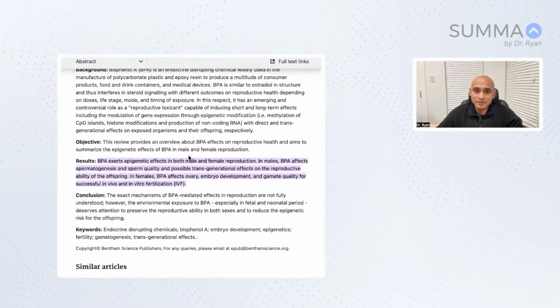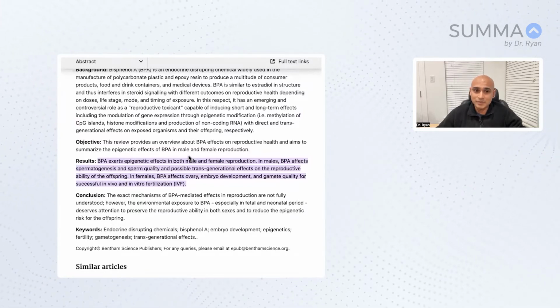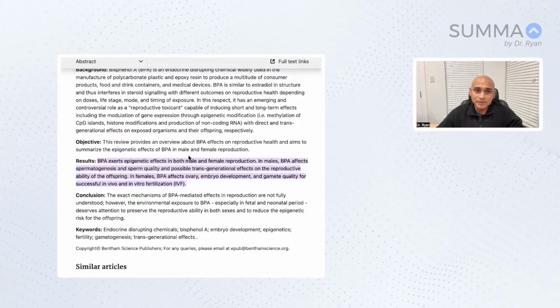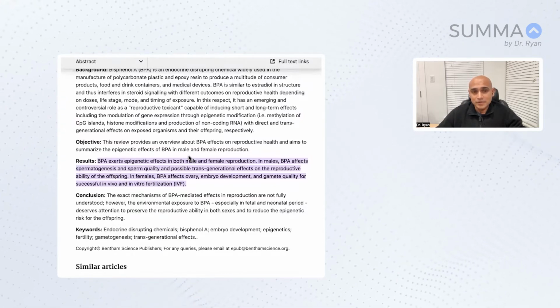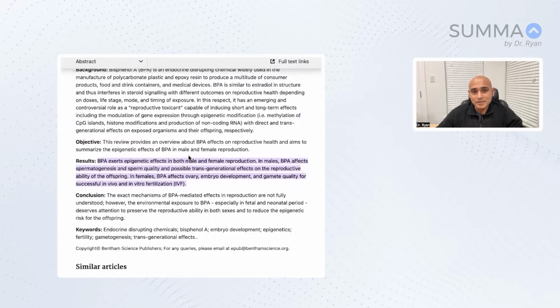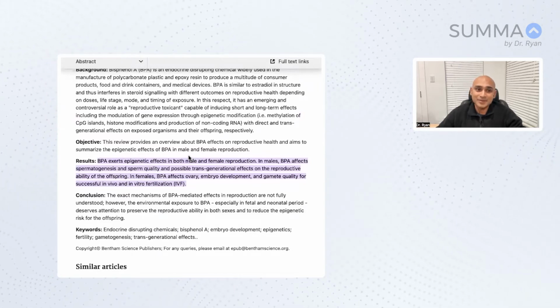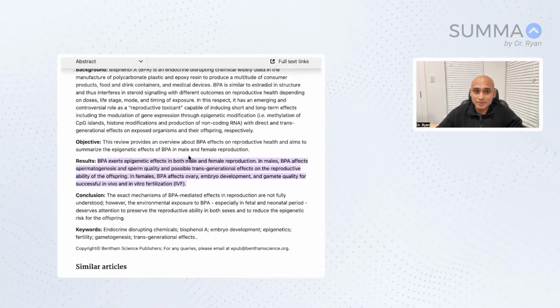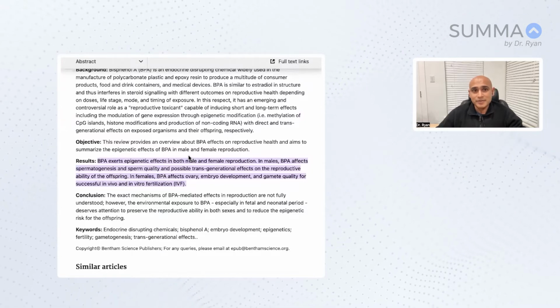In males, it appears to affect sperm production as well as sperm quality. Whereas in females, it seems to affect the ovary and embryo development, as well as the quality of the gamete, the combination of the sperm and the egg. So that would be clearly very important if you're involved in in vitro fertilization, but obviously it's very important if you're trying to have a baby the natural way, in vivo. Clearly, this is becoming a large issue.